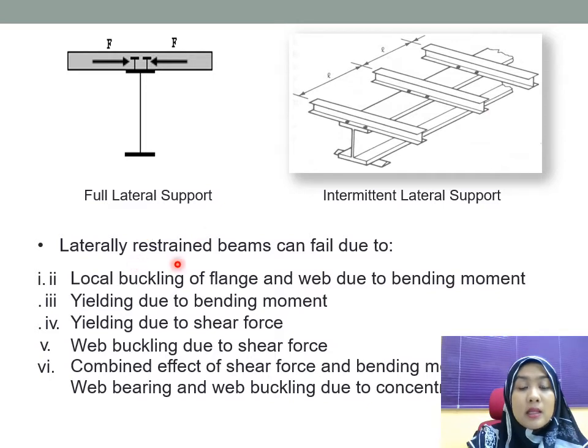For laterally restrained beam, it can fail due to, so these are elements that we are going to look in the design. The first one is local buckling of flange and web due to the bending moment. Then you need to check the yielding of the beam due to the bending moment and also shear force. And also we have to check the web buckling of the beam due to shear force and the combined effect of shear force and bending moment, and also web bearing and web buckling due to concentrated load. Okay, so these are the failures that might happen in beam design.